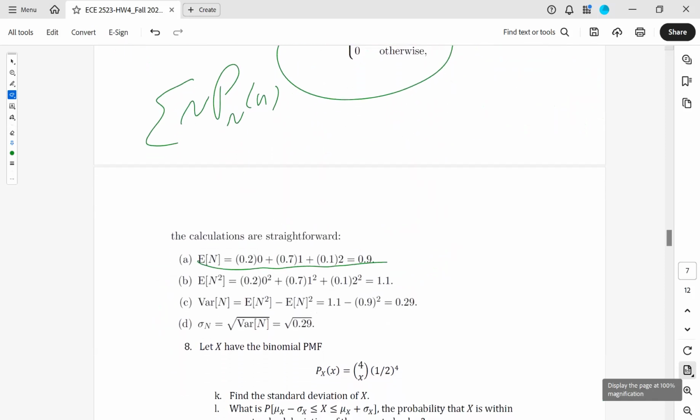So if you do that and do the summation, you would find the expected value for N. Very straightforward, very easy. Just follow the formula. Is that clear?